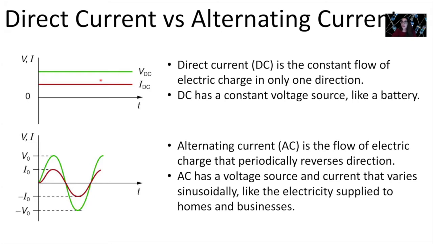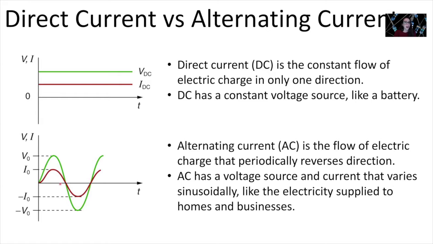And this is exactly the same thing as creating a circuit that's being powered by a battery. That battery's voltage remains fixed, so the current remains fixed and it doesn't fluctuate in the circuit. And then we have alternating current. Alternating current is the flow of electric charge that periodically or alternatively reverses direction.